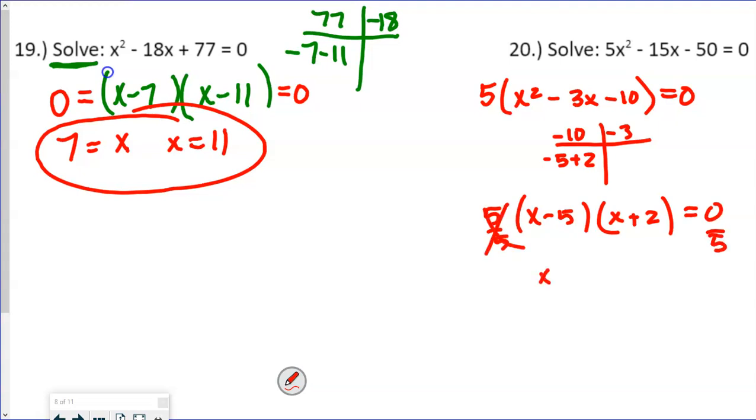So then we're going to set our x minus 5 equal to 0. So that's x equals 5, right? Always the opposite. And x plus 2 equals 0. So this is going to be x equals negative 2.